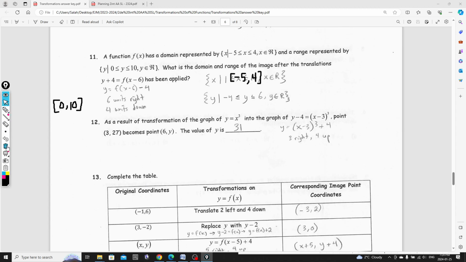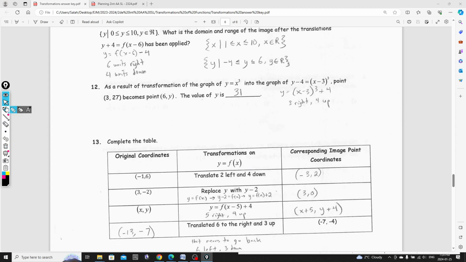Okay, moving on to question number 12. As a result of the transformation of the graph y equals x cubed into the graph y minus 4 equals (x minus 3) cubed, the point (3, 27) becomes (6, y). What's the value of y? Well, I look at this equation right here and I know my first step is to isolate the y. So I'm going to add 4 on both sides of the equation, and I get y equals (x minus 3) cubed plus 4.